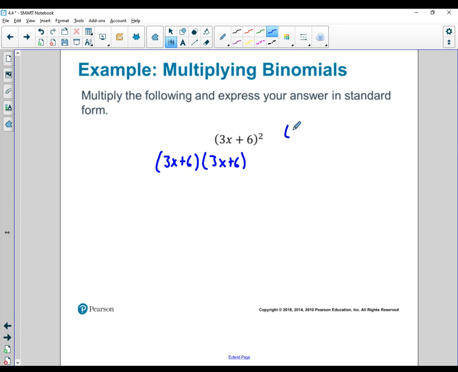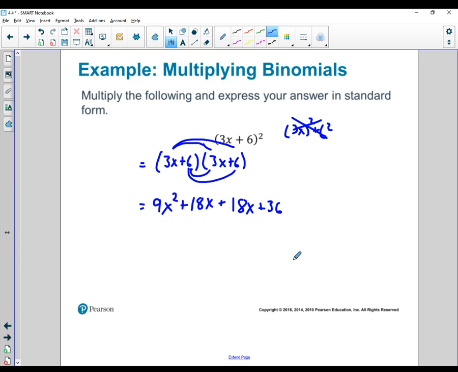So do not just do 3x squared plus 6 squared. That is wrong. You need to write it out twice. And then we do the same thing. 3x times 3x, 3 times 3 is 9, x times x is x squared. 3x times 6 is going to be 18, and then that x is on there. And then we have 6 times 3x, which is going to be the same thing, right? 6 times 3 is 18, and then that x is on there. And then 6 times 6 is 36.